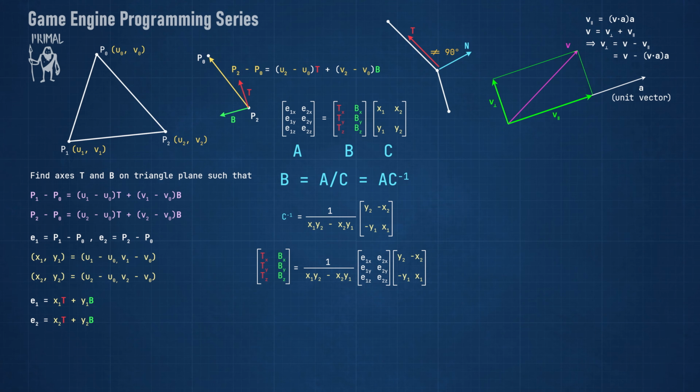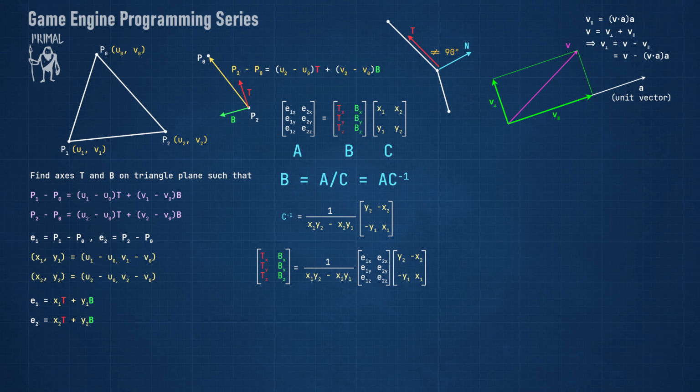Suppose we have a unit vector A and another vector V. We can compute the projection of vector V onto vector A. This is the component of V that's parallel to A. We can calculate the rejection of V from A simply by subtracting the parallel part from V. This is the component of V that's perpendicular to A. This procedure is known as the Gram-Schmidt orthogonalization.